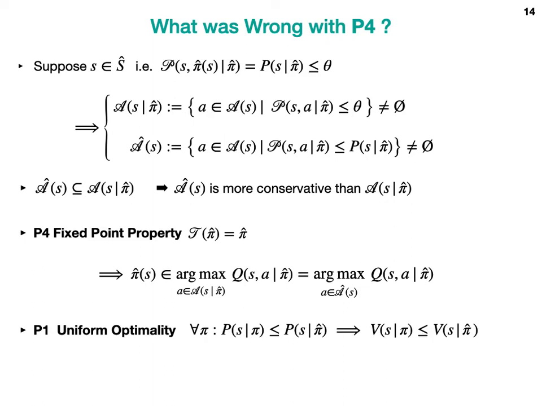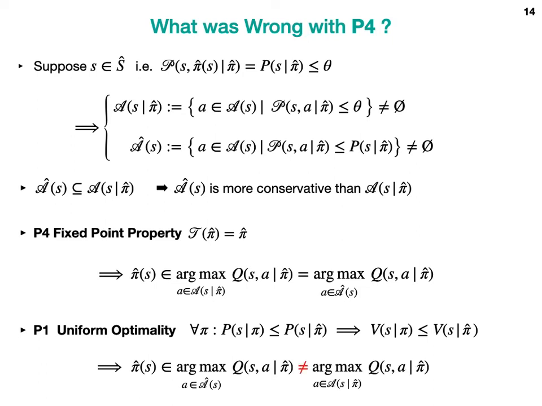On the other hand, the uniform optimality P1 implies that at safe state S, it is Pareto optimal in this sense, which means that the optimal policy has to satisfy this. But since there might be an action that is outside A hat and has a higher Q value, while appearing to be still safe, the same equality doesn't hold in this case.